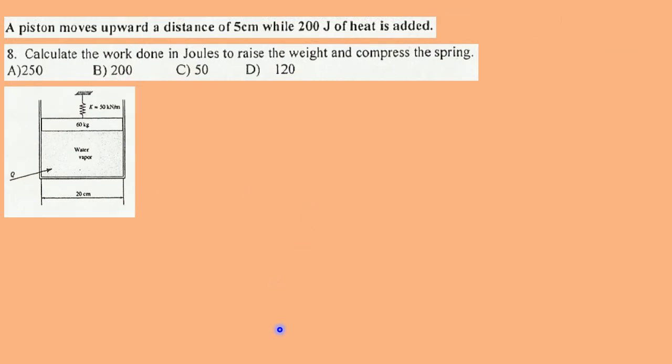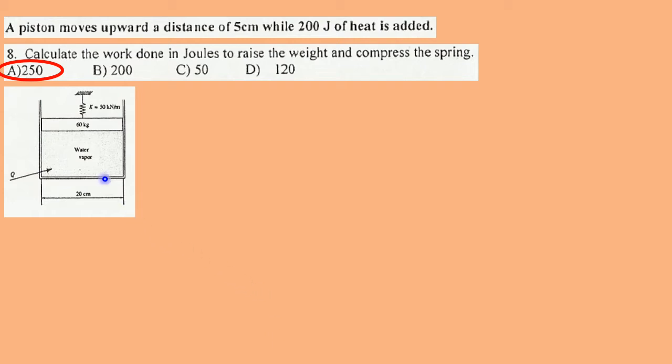A piston moves upward a distance of 5 centimeters while 200 joules of heat is added. Calculate the work done in joules to raise the weight and compress the spring. So there the answer is 250 joules. So that should be the work done to compress the spring.